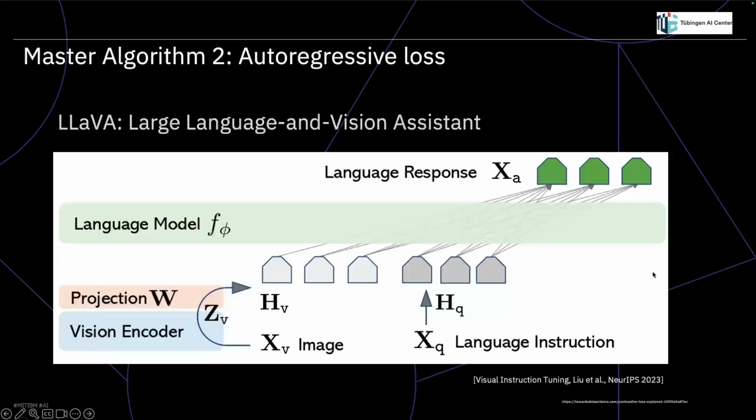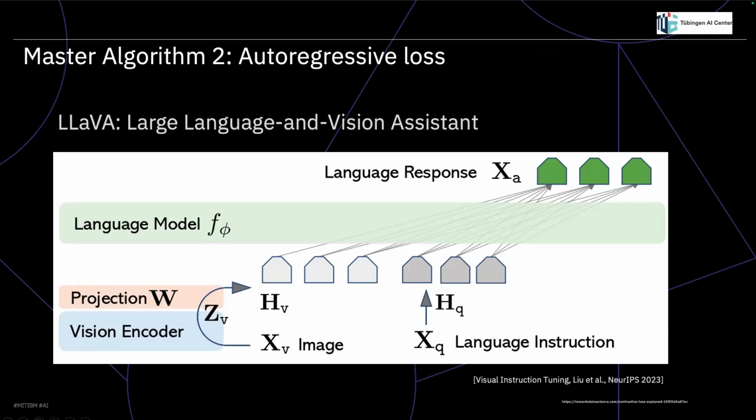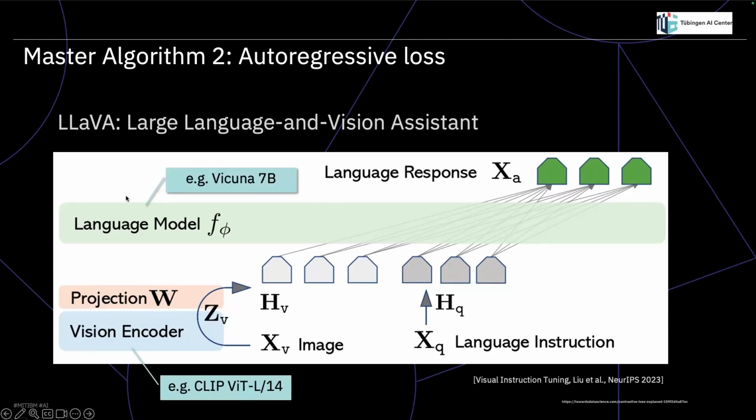Now, since 2023, so the last two to three years, another master algorithm has been added to our toolset, and this is autoregressive loss. This is very much the idea of the recent vision language models that follow the LLaVA architecture. In this case, life is a bit different: you assume you already have a pre-trained vision encoder, like for example a CLIP model. And then you need a second ingredient, a large language model, like for example Vicuna, Llama 3, Qwen, whatever you want.